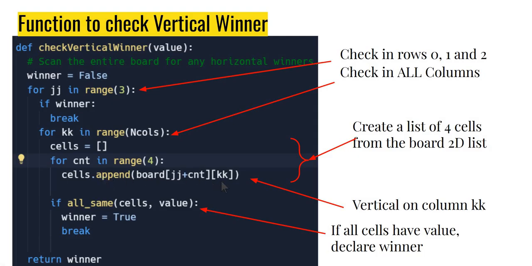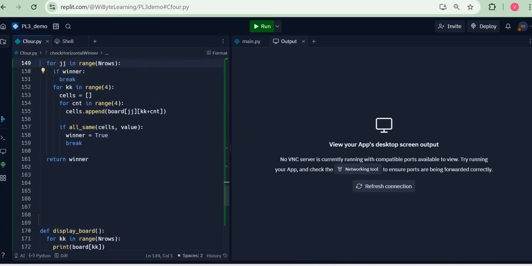Notice this indexing is different here, because now on every column, I'm forming a vertical section on a column. So I stick on a column KK, but then I look at row JJ, row JJ plus 0, row JJ plus 1, row JJ plus 2. And since JJ goes from 0, 1, 2, I end up searching the entire column. As before, once I form these cells, if I find that I've got a winner, I break. And likewise, once I've found a winner at a given row, I just break from the outer loop as well. Again, it all comes alive when we see it working.